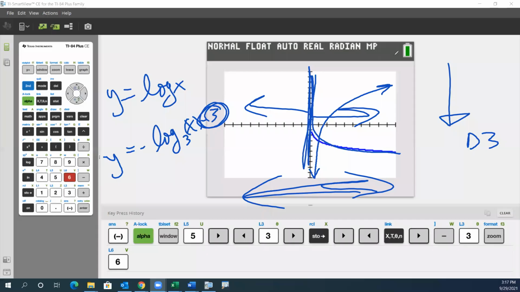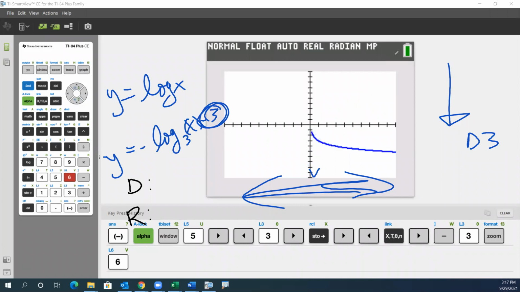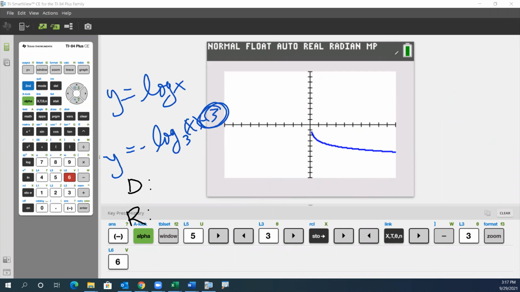Now, what about the domain and range of the function? Well, there's a lot of mess there, isn't there? Maybe I can make this a little easier to see. Pretty much all of those we don't need. Okay, there we go. That's a little better.